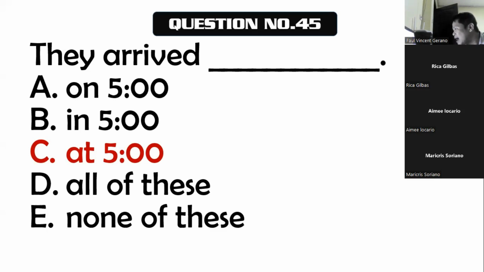Pag month, blank June, blank July, blank August. Pag month, anong preposition? In June, in July, in August. Correct. Pag days of the week, blank Monday, blank Tuesday, blank Wednesday. Days of the week, on Monday, on Tuesday, on Wednesday. Pag complete date, there's the day of the week, there's the exact date, there's the month, and there's the year. It's on. I was born on April 11, 1982. Pag complete date, it's on. Okay. 46.